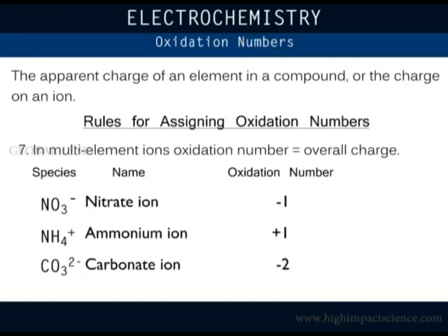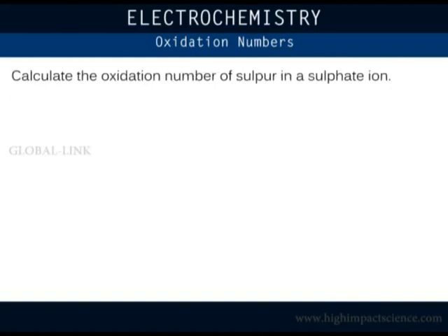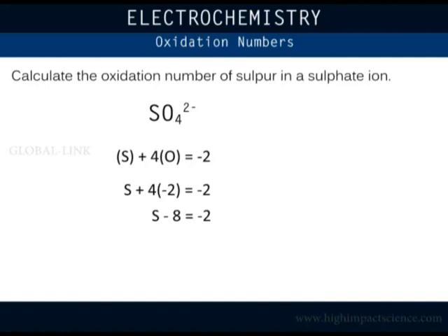Let's take an example. Calculate the oxidation number of sulfur in a sulfate ion. This is the chemical formula for a sulfate ion. And so sulfur plus 4 times the oxidation number of oxygen should give us -2. So S plus 4 times -2 is equal to -2. S minus 8 is equal to -2. S is equal to -2 plus 8, and that gives us +6.